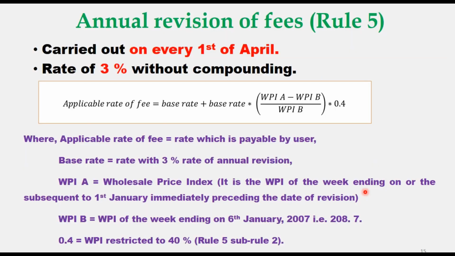There is a provision in Rule 5 for annual revision of fee, and this should be carried out on every 1st April of the year, and the rate is 3% without compounding. This is the equation used for the applicable rate of fee that will depend upon the base rate and the wholesale price index of the base year and the current year. Now this 0.4 here is a cap, so that WPI is restricted to 40% only, and that is under Rule 5, Sub Rule 2 of the Act.